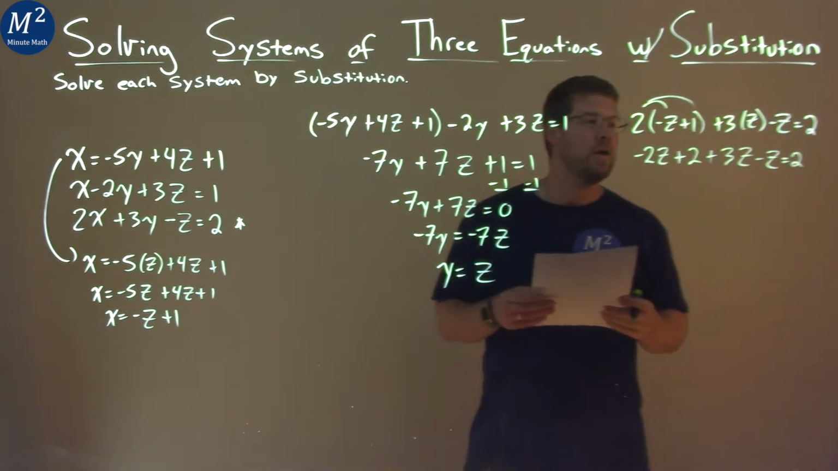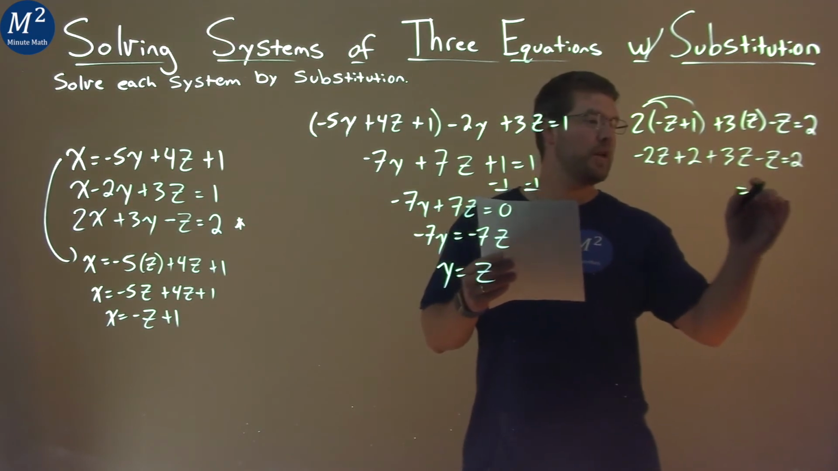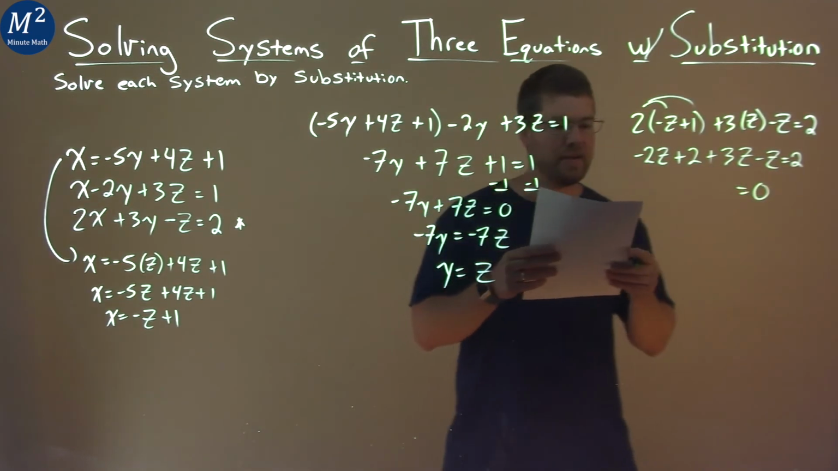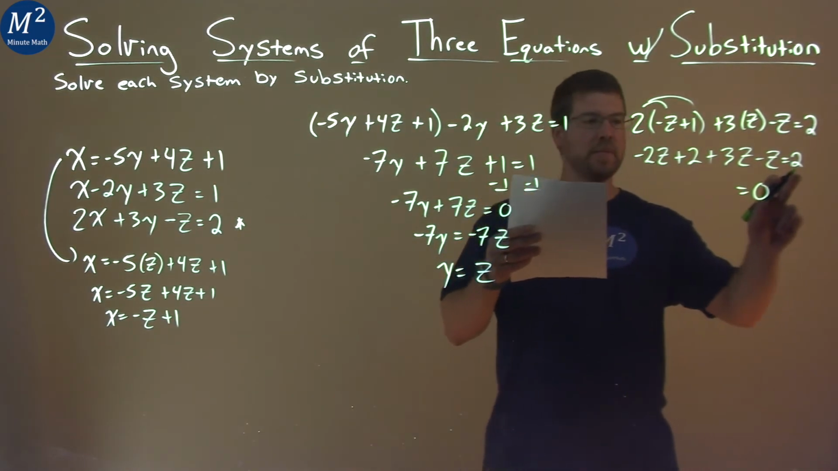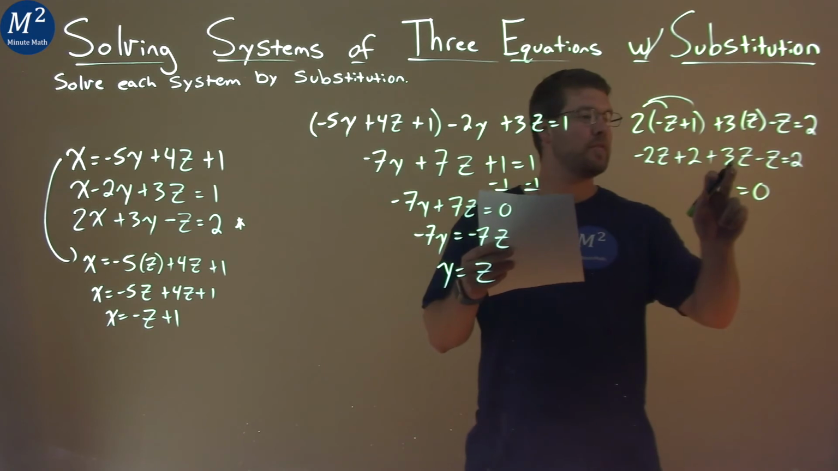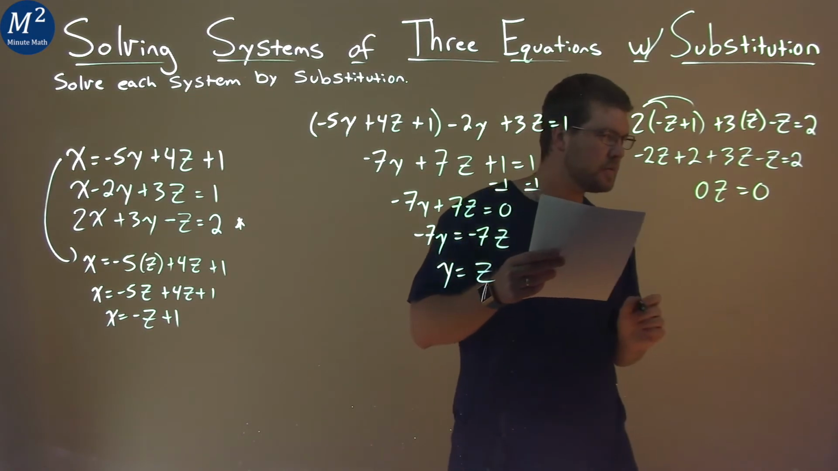All right. Well, I want to subtract the 2 from both sides. Okay. So 2 minus 2 is 0. And then from there, subtract 2 from both sides, and we get a 0 here. And then negative 2z plus 3z minus 1z is a 0z.